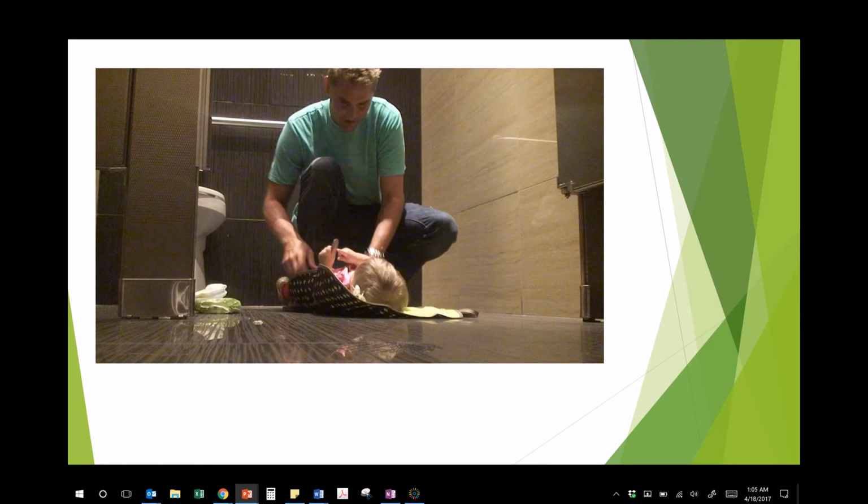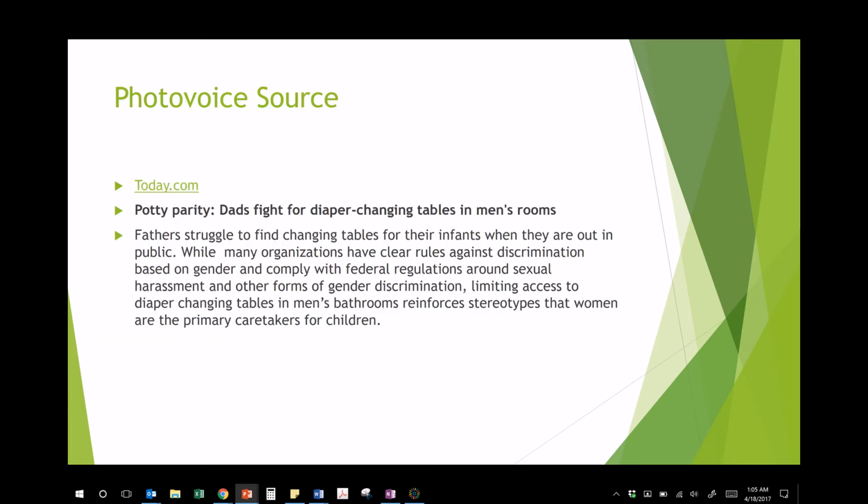For example, if you were to look at this photograph, what would be the first thing you would think about? Some people might think that this is a statement on hygiene, or they might see this as a neglectful father. This photo actually comes from a story that talks about the struggle that many fathers have about trying to find diaper changing tables in the men's room.